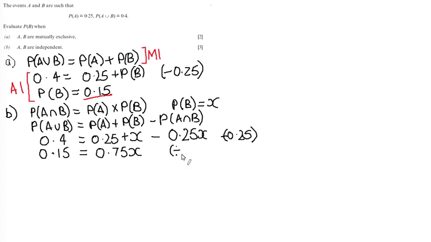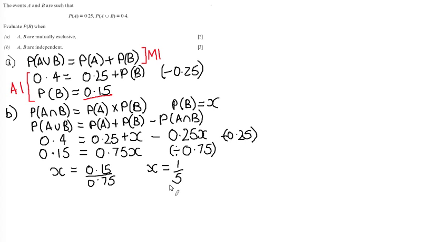We just need to divide both sides by the coefficient of x, which is 0.75, and this gives me that x equals 0.15 over 0.75, and when you work through this and cancel it, you can write this as a fifth or 0.2.